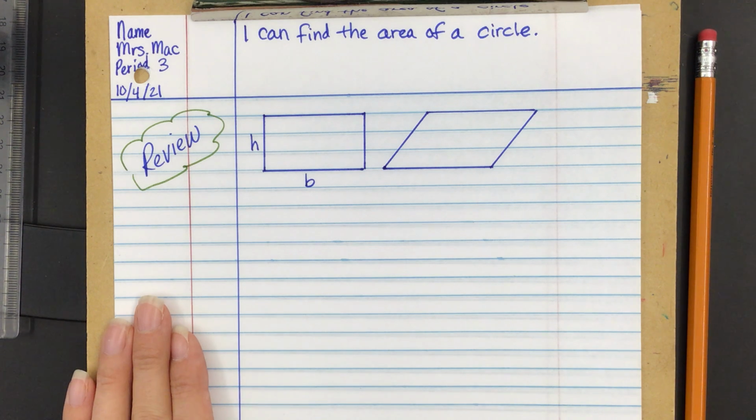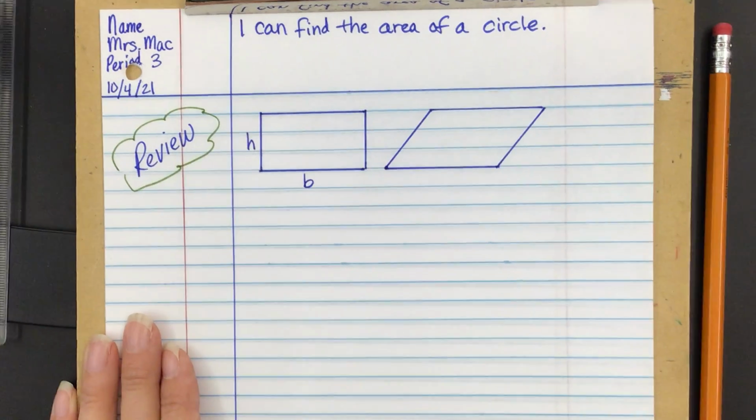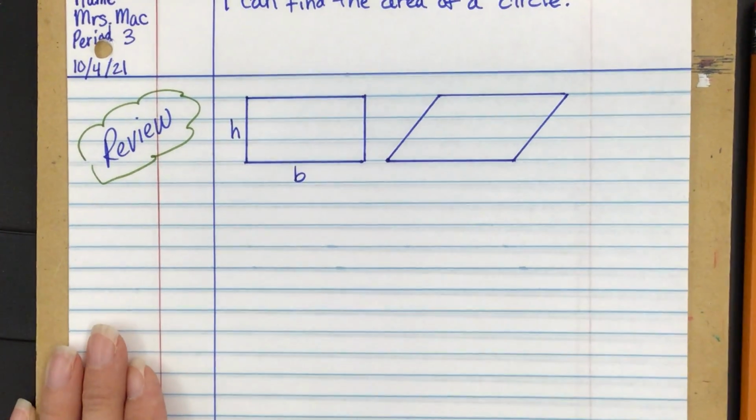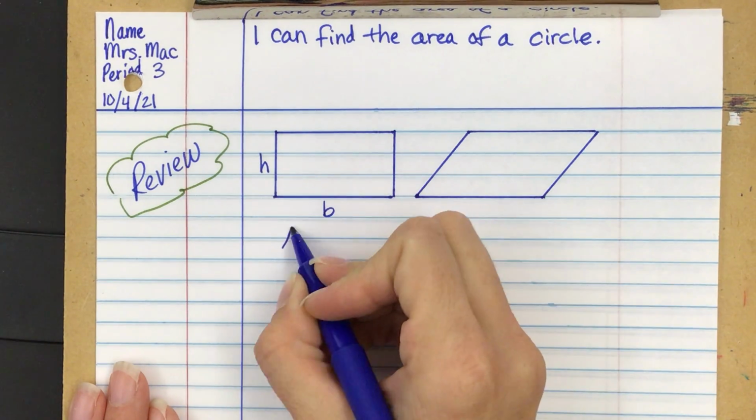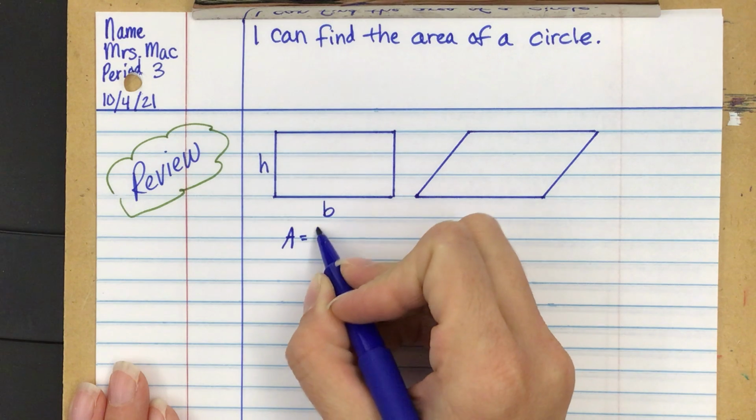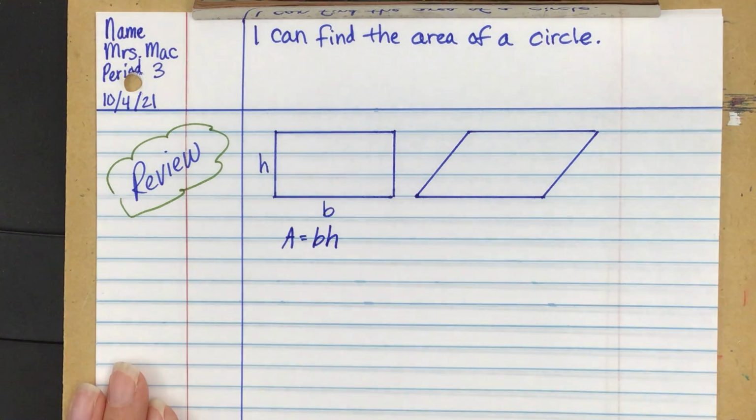So I'm just changing it slightly, but to find the area of that rectangle, it's just going to be the base times the height, right? Y'all remember that from your previous classes? Okay. So the area of that rectangle is base times height, like that.